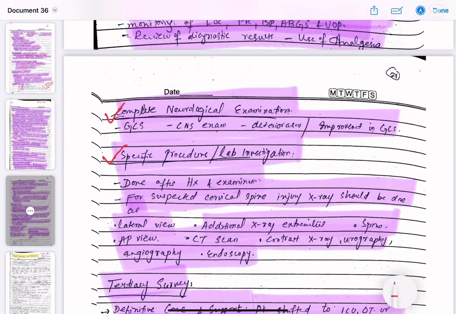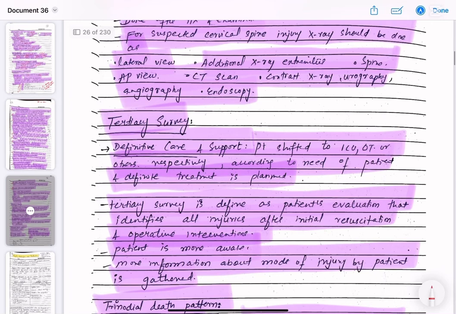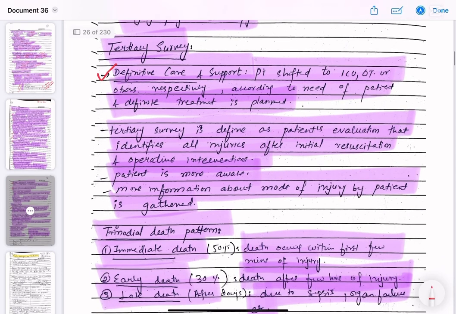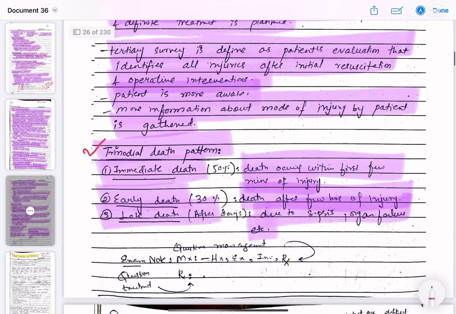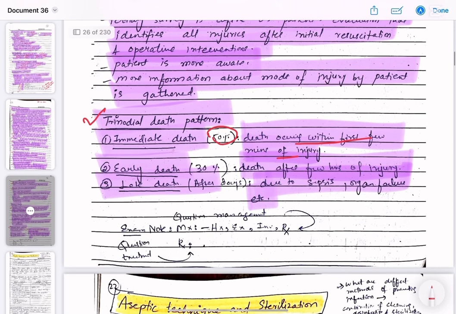Now in the tertiary survey, first of all, definitive care and support is provided according to the cause. Then we have the trimodal death pattern, in which immediate death occurs in 50% of cases, and it is death occurring within the first few minutes of injury. Then we have early death, which is death after a few hours of injury, and late death, which is due to sepsis or organ failure, etc.